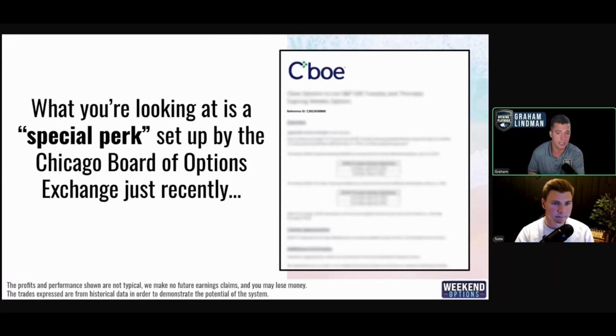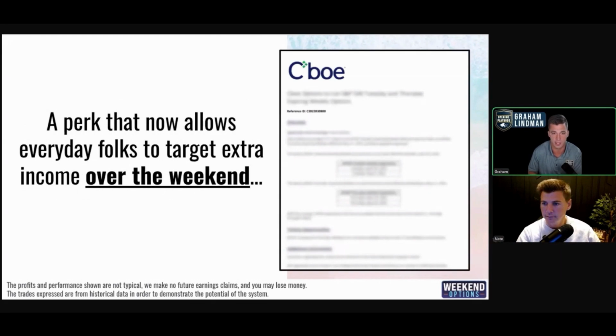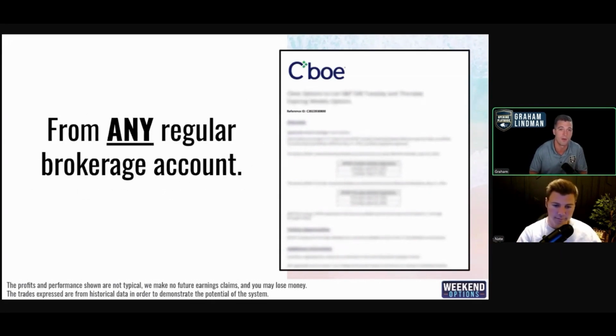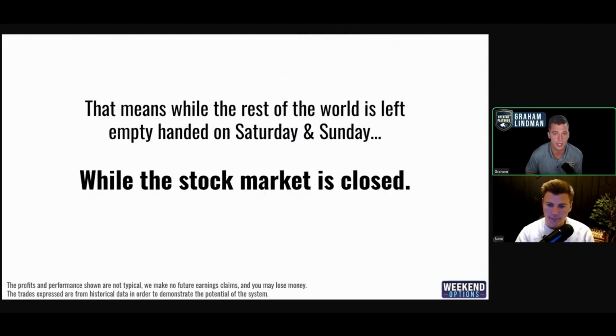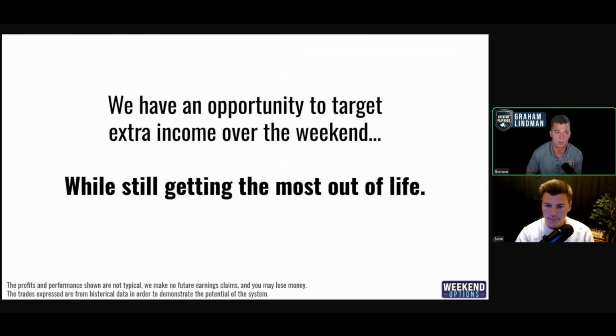What you're looking at here is a special perk set up by the Chicago Board of Options Exchange just recently. It's a perk that now allows everyday folks to target extra income over the weekend from any regular brokerage account. Now, I'm talking about payouts that the study shows were worth $1,030 on average in extra income each and every weekend. So this means while the rest of the world is left empty-handed on Saturday and Sunday while the stock market is closed, we have an opportunity to target some extra income over the weekend while still getting the most out of life.